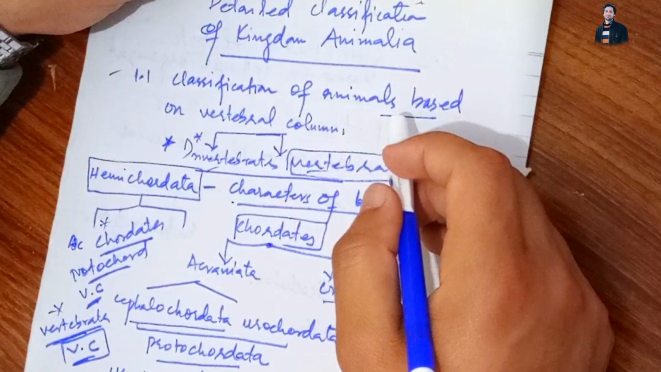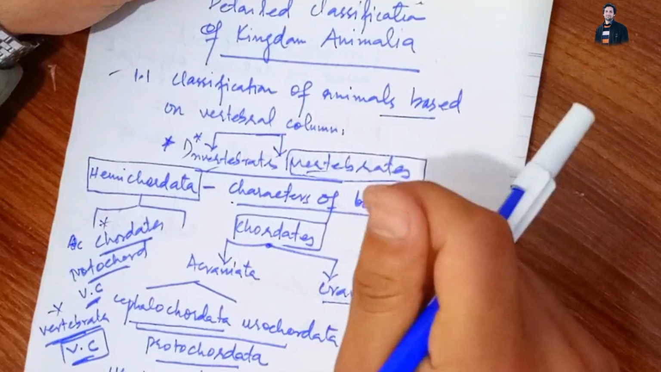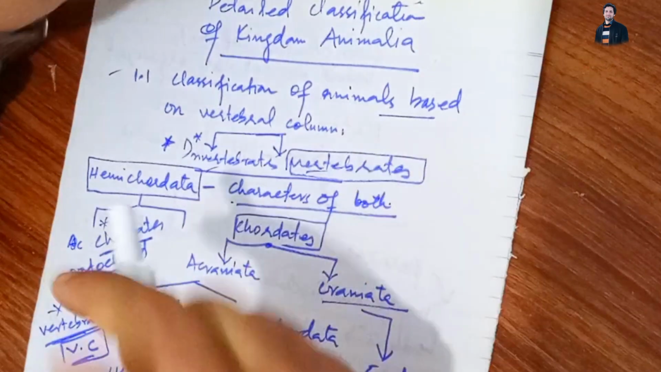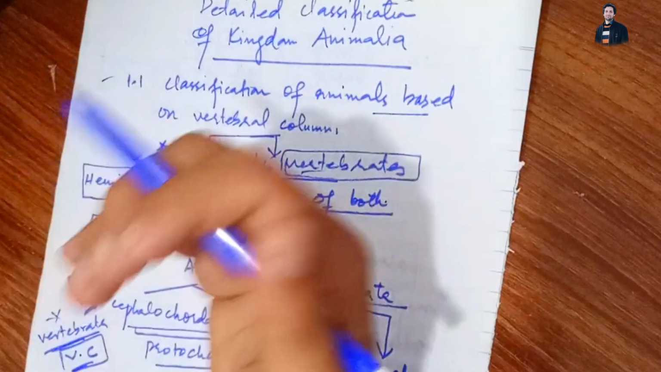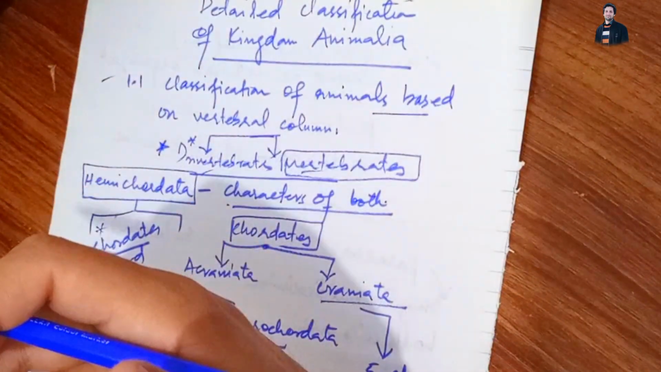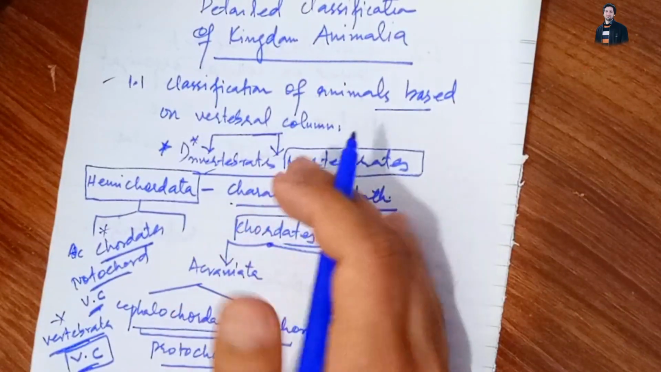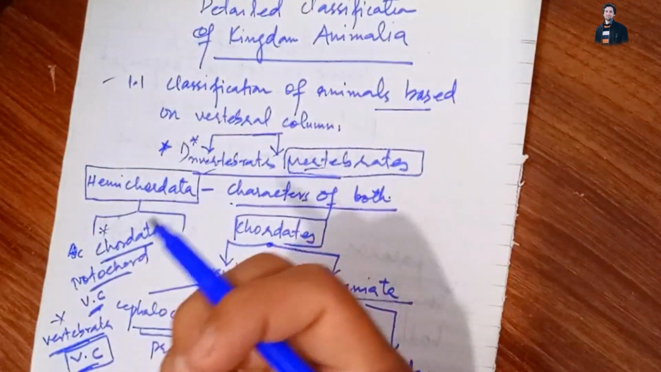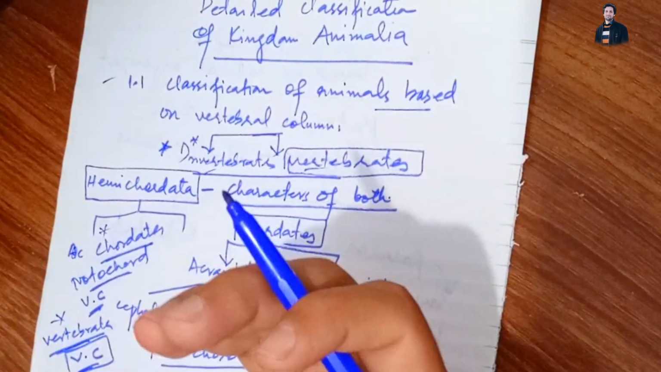I'll be discussing the most important topic of zoology, which is the detailed classification of kingdom Animalia. It is one of the most difficult topics, and most of the students are reluctant to study it. And I have tried to make it easy for them. So first of all, I'll be making two separate videos for this because it is a very detailed topic.